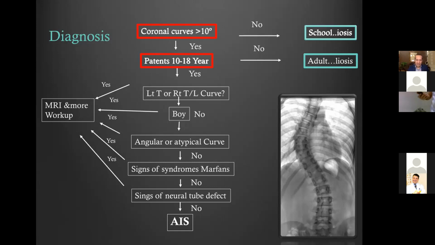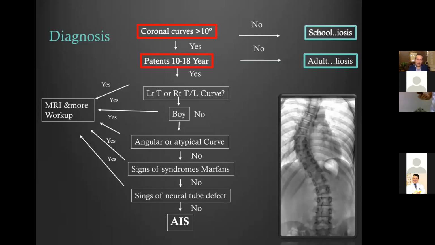So if we have, as an example, a left thoracic curve and right thoracolumbar, it is not typical. So we have to do MRI and work up to see if there is something else. If there is nothing in the spinal column or the spinal cord, we go back, it is idiopathic scoliosis. In boys, not all the boys need MRI, but females are about 90% of the cases. So usually we advise MRI even in males for further investigation. If it is normal, it is idiopathic scoliosis.